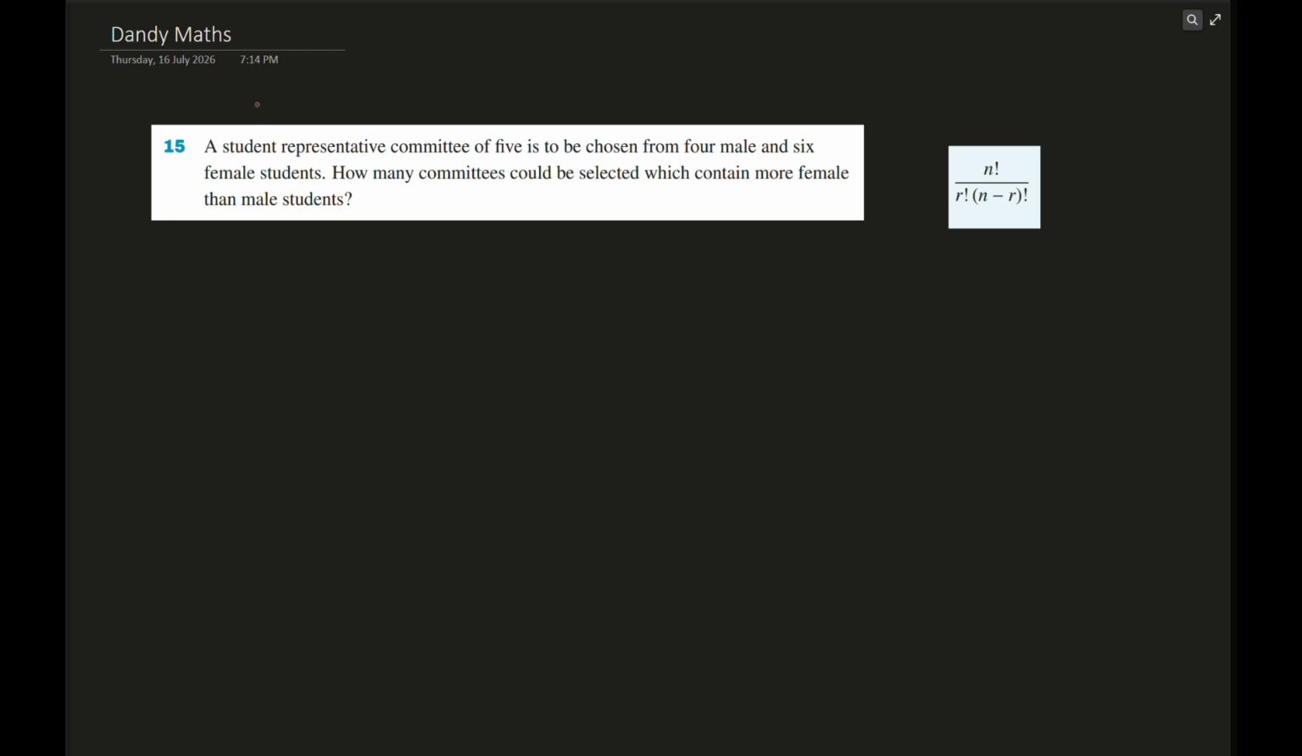Today we're doing chapter 10C of the Methods Unit 1-2 textbook, question 15. All you need to know for this question is how to find the number of combinations.